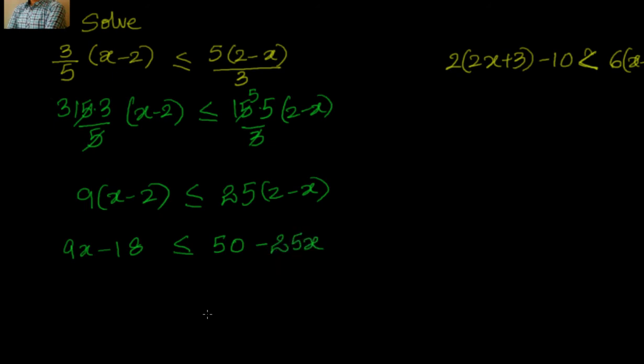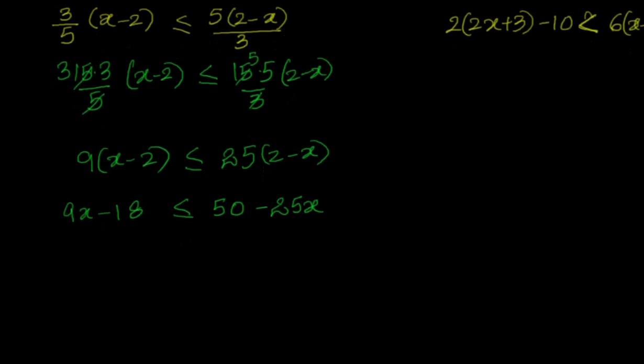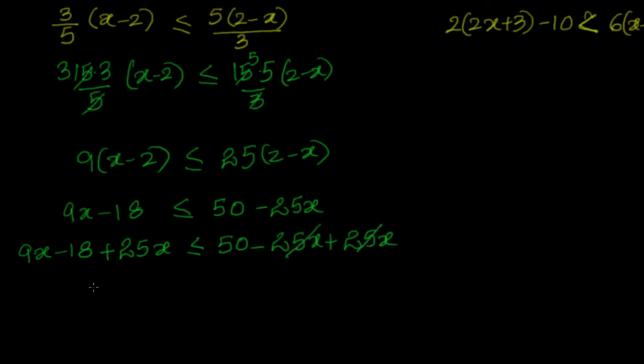Now how I want to solve this is on the left hand side I want to have x and on the right hand side I want to have numericals. So this 25x is on the other side. I want it to be shifted here. So what I will do, I will say 9x minus 18, then I will add 25x on both the sides so that I can cancel out the 25x on the right hand side. Now this becomes minus 25x plus 25x. This cancels out. I will have 34x minus 18 less than or equal to 50.